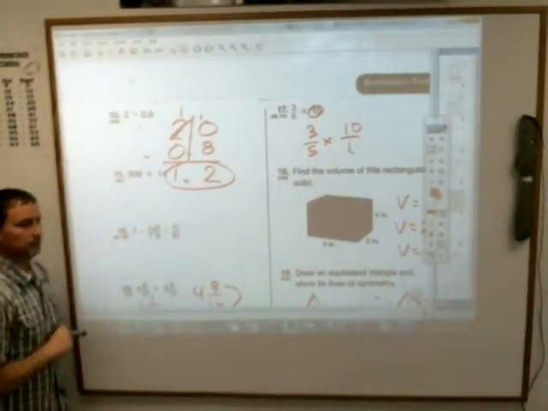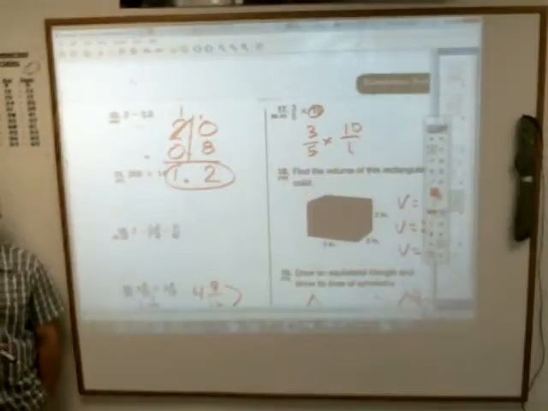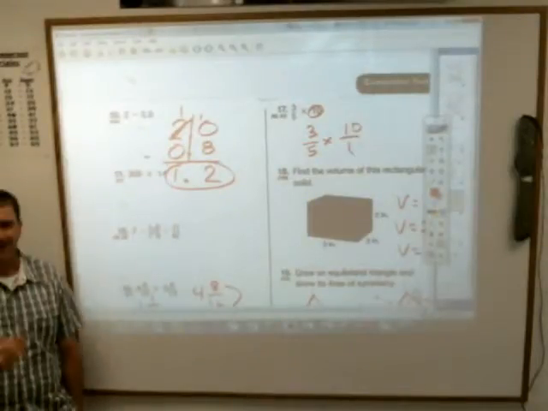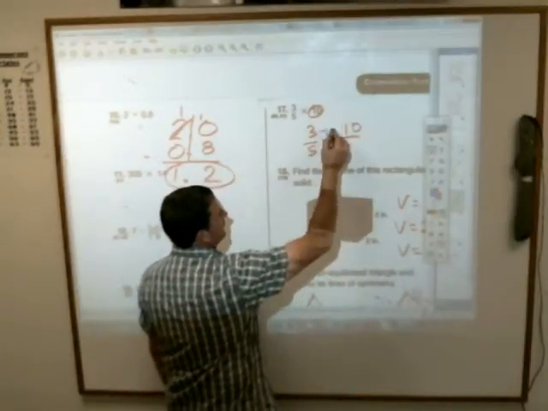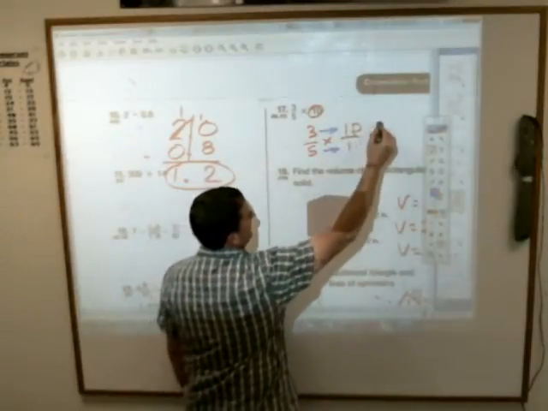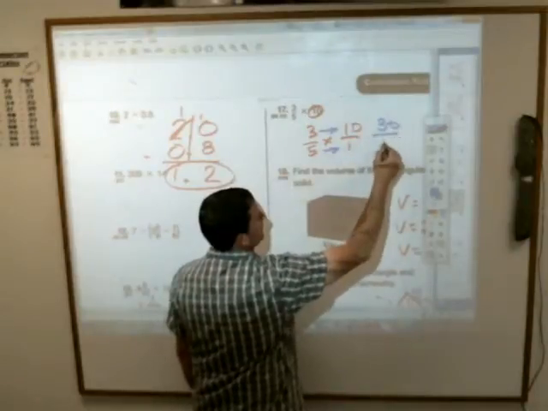People, you should enjoy multiplying fractions because it's by far the easiest thing that you can do. You don't have to make common denominators. You don't have to write them up and down. You simply just multiply across. 3 times 10 is 30, and 5 times 1 is 5.